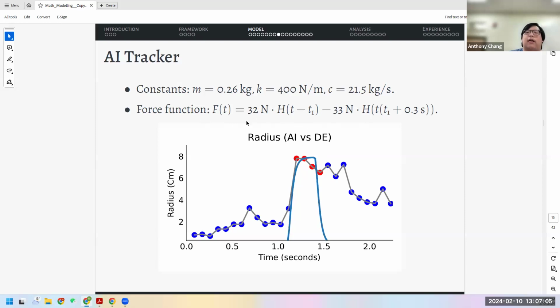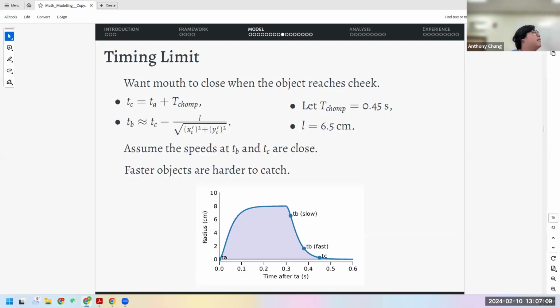Here's an overlaid plot of the two graphs together. So Fritz wants the mouth to close when the object reaches its cheek. Otherwise, the object may cause choking or just bounce out of the mouth. The mouth opens at TA and closes at TC. And the time interval T-chomp, based on our model, is approximated to be 0.45 seconds.